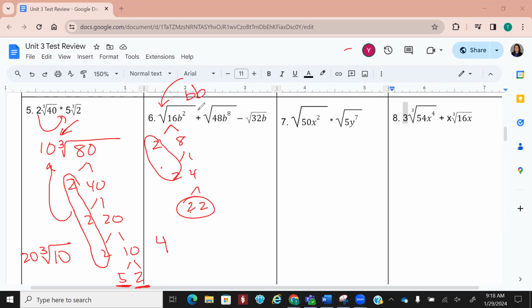Now we have B and B. How many groups do we have? So we're just going to pull that 4B out to the side. No radical needed because nothing is left underneath.